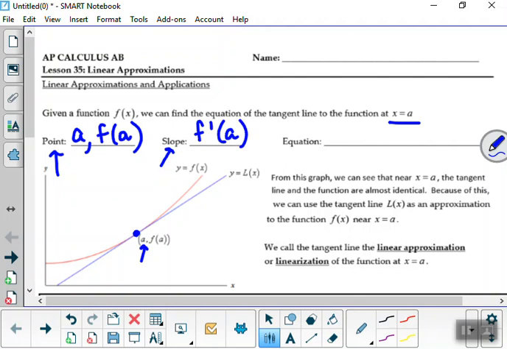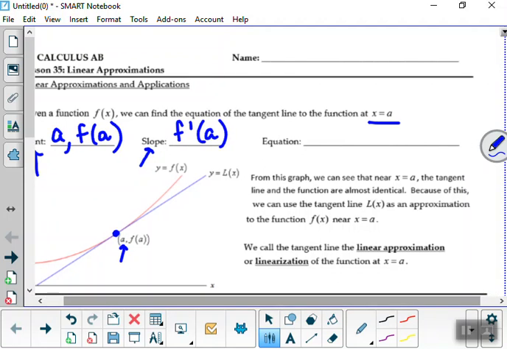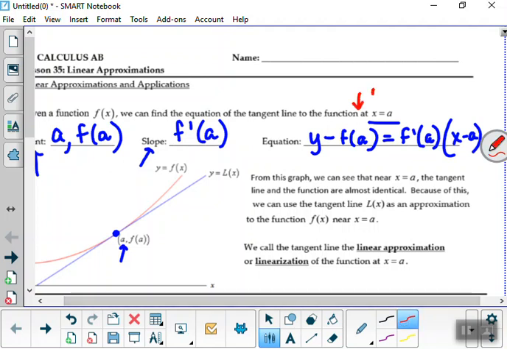And so my tangent line to f of x at x equals a would be y minus f of a equals f prime of a times x minus a. It's just that f of a is y1, a is x1, and f prime of a is the slope.